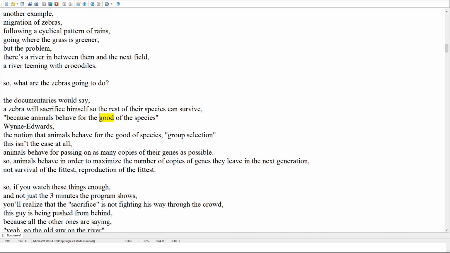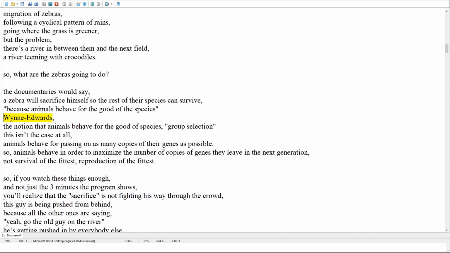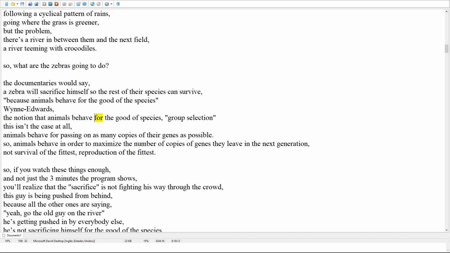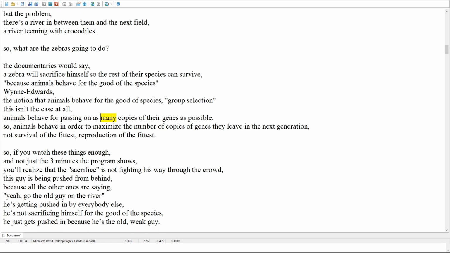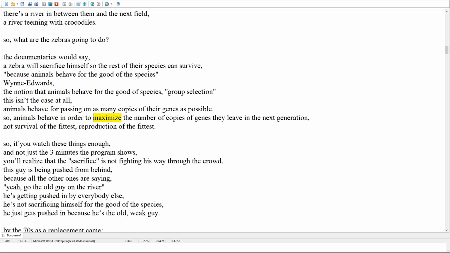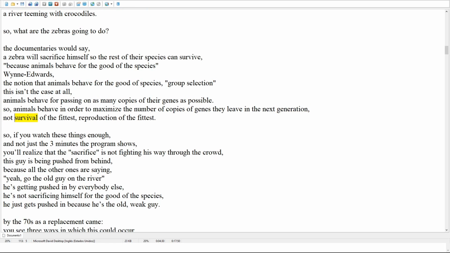Because animals behave for the good of the species. That's Wynne-Edwards' notion that animals behave for the good of the species, group selection. This isn't the case at all. Animals behave to pass on as many copies of their genes as possible. So, animals behave in order to maximize the number of copies of genes they leave in the next generation. Not survival of the fittest, reproduction of the fittest.